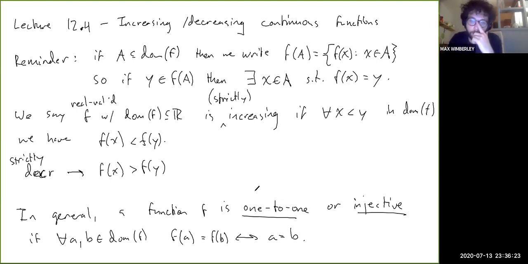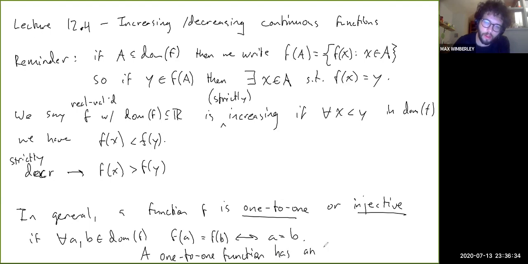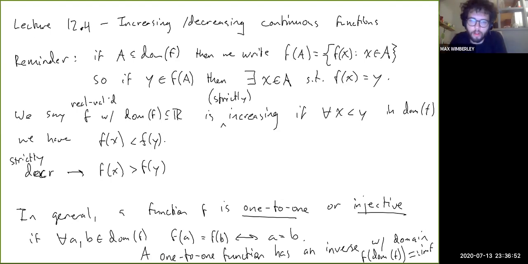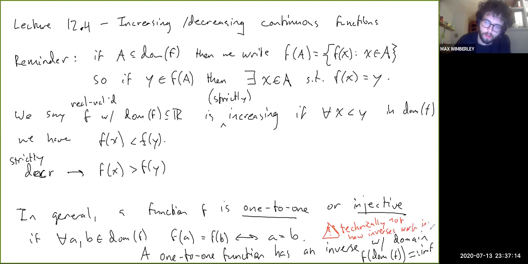So a one-to-one function has an inverse with domain f of the domain of f, which is also called the image of f. I should be really careful about this. This is technically not how inverses work in general.